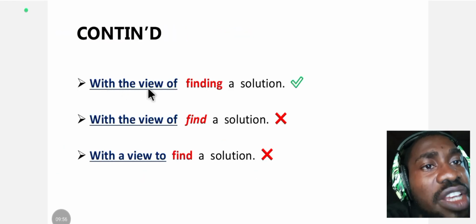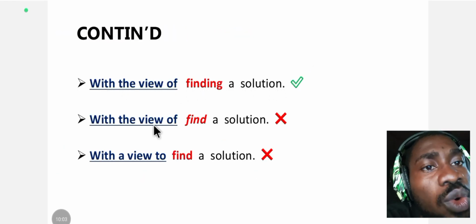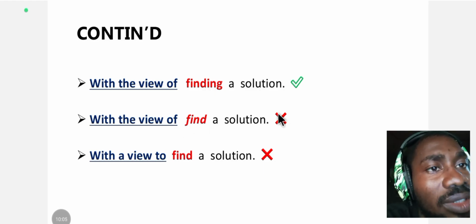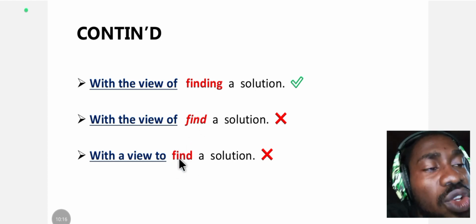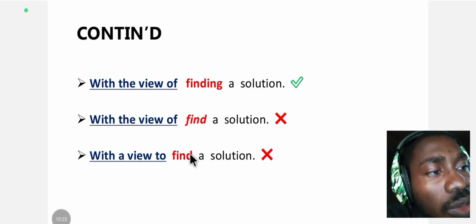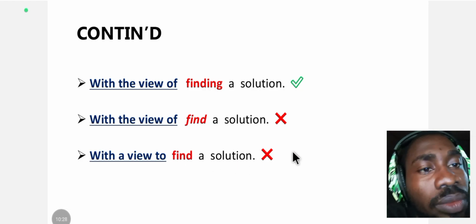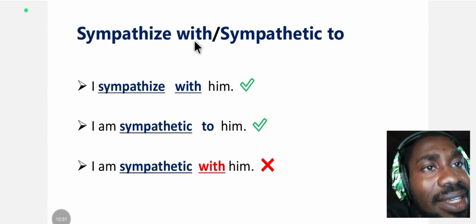More examples. "With the view of finding a solution," correct. "With the view of find a solution," that's wrong. "With a view to find a solution," wrong. This is a verb. "Find" is a verb. "Find" here is also a verb. "Find" is a verb, so making it wrong. It can go with a noun and a gerund, but never with an ordinary plain verb or a normal base verb. No.